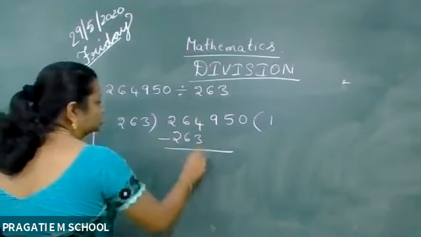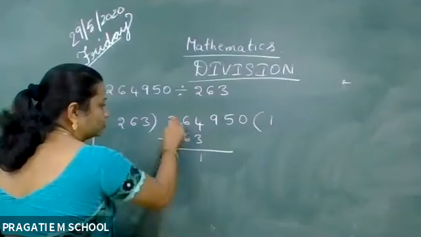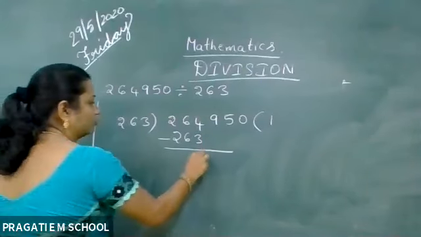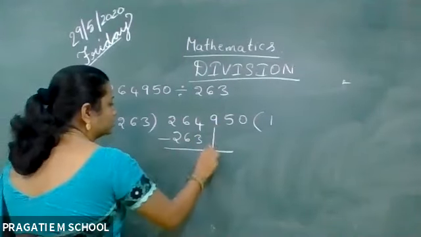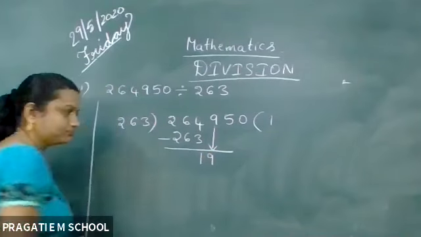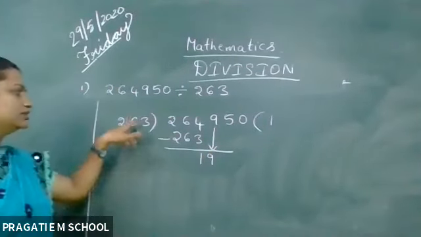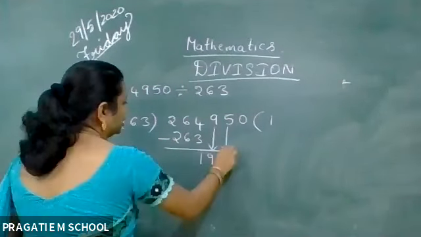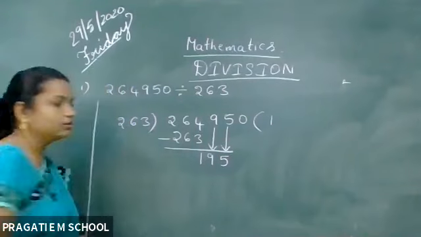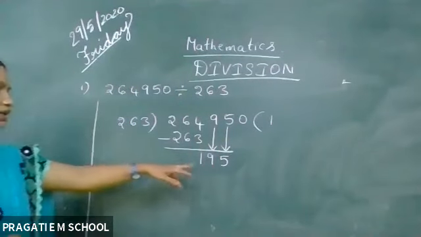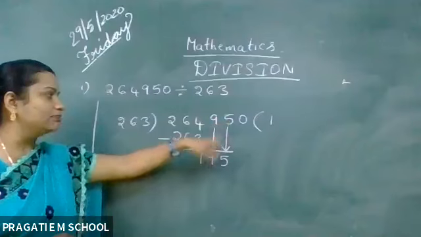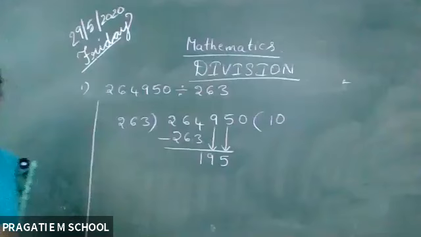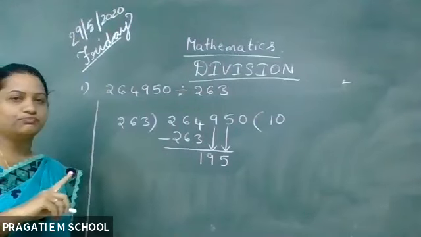So 4 minus 3, we have 1. 6 minus 6, 0. 2 minus 2, 0. No need to write those zeros. So simply we write 4 minus 3 is 1. Again bring another digit down: 1, 9. In the 263 table we will not get 19. So we bring another digit down: 195. As we are bringing two digits down at a time, we keep 1 0 in the quotient.